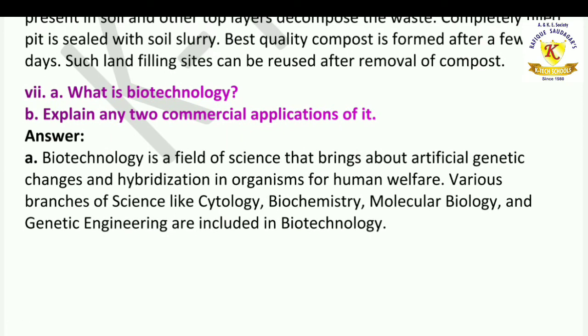Next question. What is biotechnology? Explain any two commercial applications of it. Answer. Biotechnology is a field of science that brings about artificial genetic changes and hybridization in organisms for human welfare. Various branches of science like cytology, biochemistry, molecular biology, and genetic engineering are included in biotechnology.